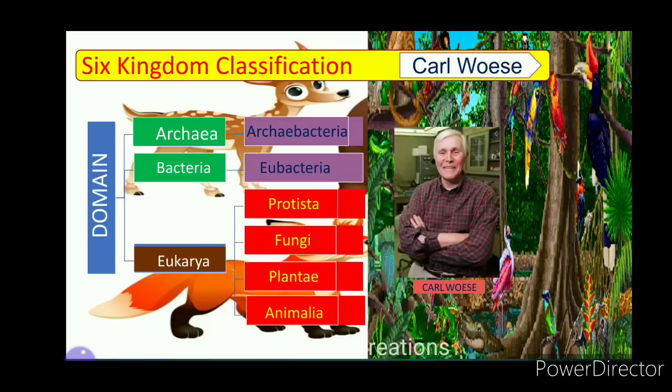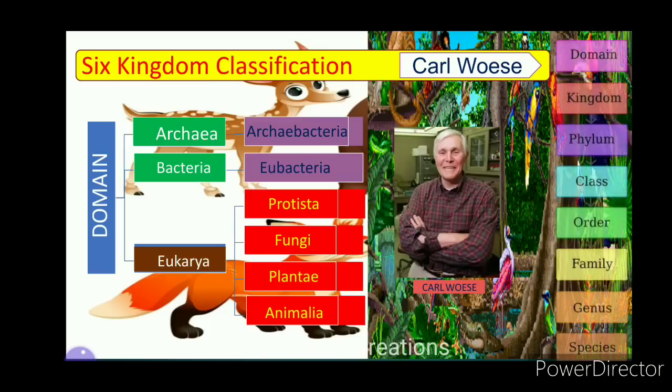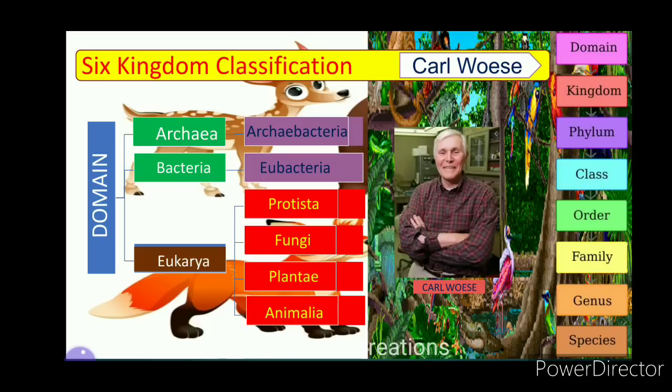Now the domain is divided into archaebacteria, bacteria, and eukaryote. Archaebacteria is classified into one kingdom, archaebacteria. Bacteria means eubacteria, the second kingdom, and the third one is the Protista. The fourth one is the Fungi kingdom, the fifth one is the Plantae kingdom, and the sixth one is the Animalia kingdom. So you can see the order of classification is given here on the right-hand side.